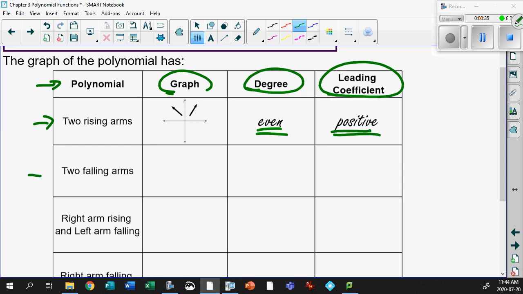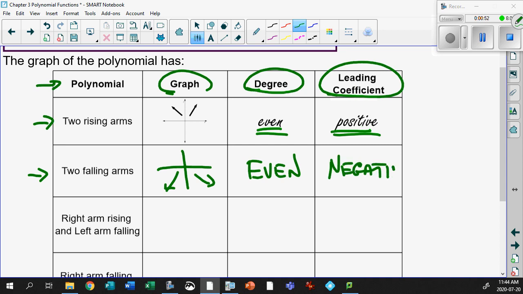Look what happens. Same thing, just the last question we did. Same kind of idea. What if both arms were falling? Again, you got two arms facing down, right? This has got to be an even degree again. And this now has a leading coefficient that is negative. Yes. Okay. So negative, just like we did in Math 20, happy parabola, sad parabola, positive, negative. Okay. Same kind of idea.